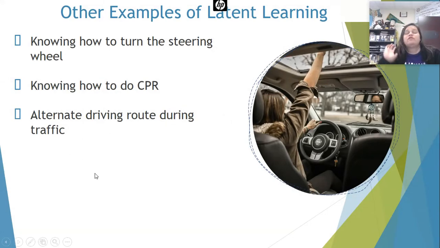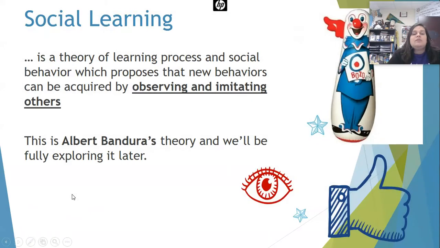Another one is maybe if you've ever been riding in the car, driving or passenger, and you got stuck in traffic and you had to find an alternate route. Maybe you've never been down a road before, but you've seen it. And you think, okay, I think I could go that way instead. You've never actually had to prove that learning before, but you could. And that's latent learning.